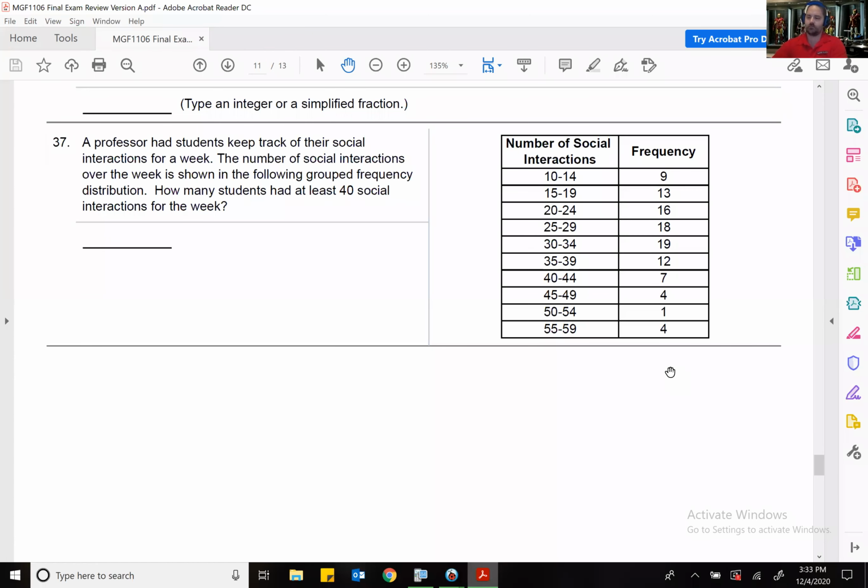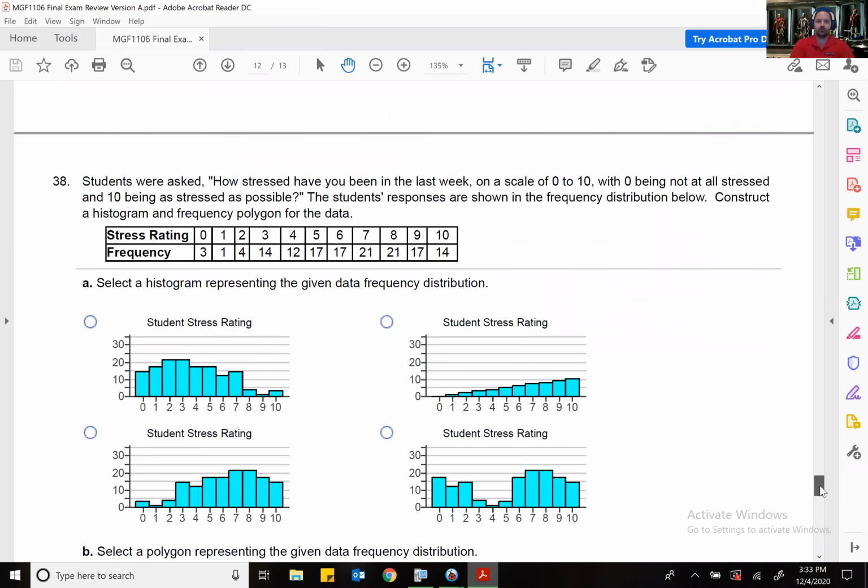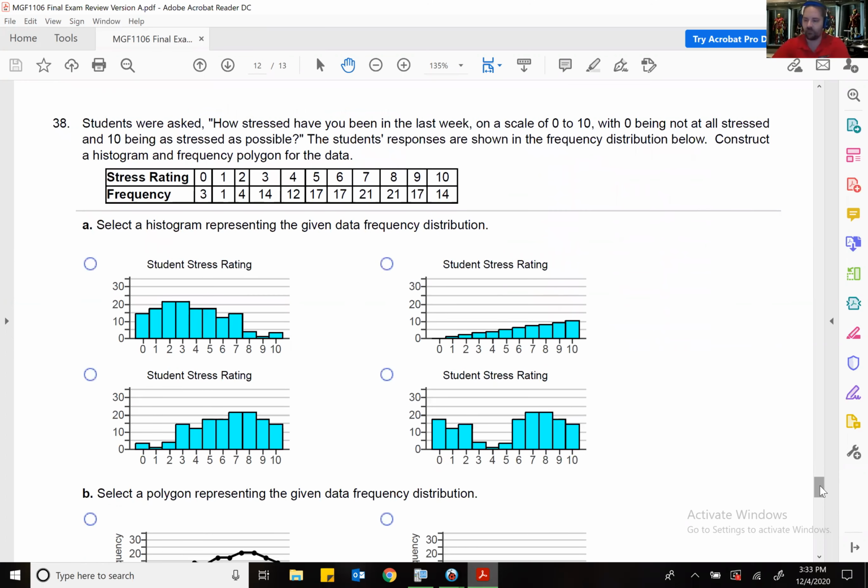Moving on to number 38. So you've kind of seen this problem before. Most of these problems, if you haven't noticed, are extremely similar to the questions that you've seen on previous exams, because that's how I made the final exam.